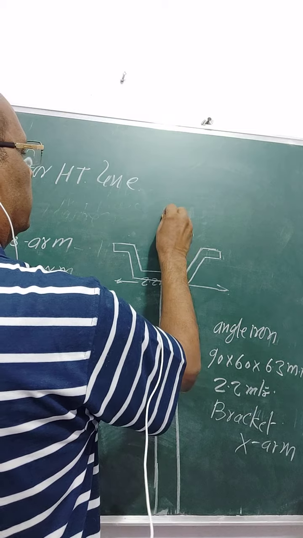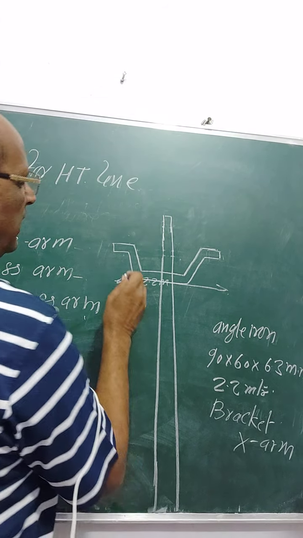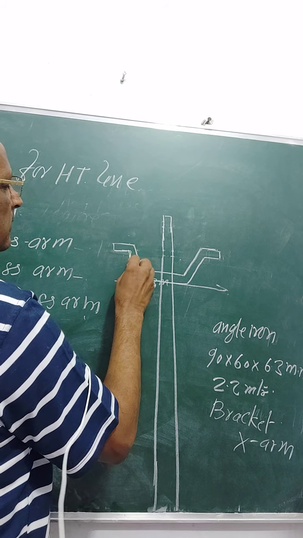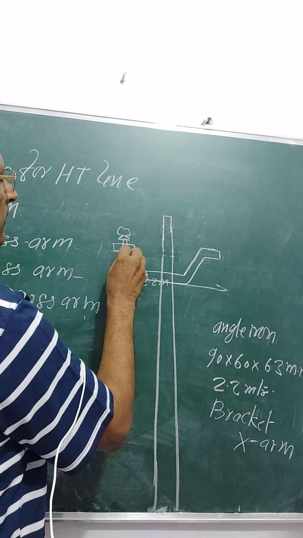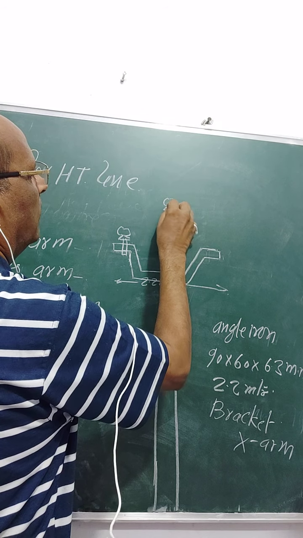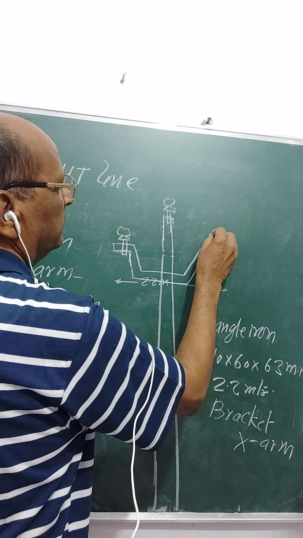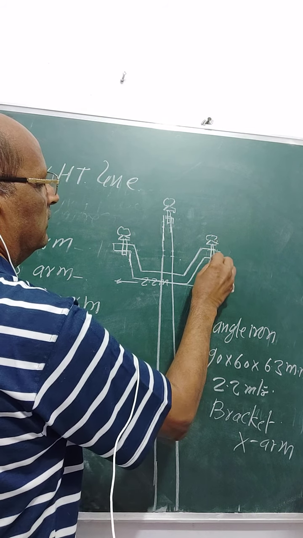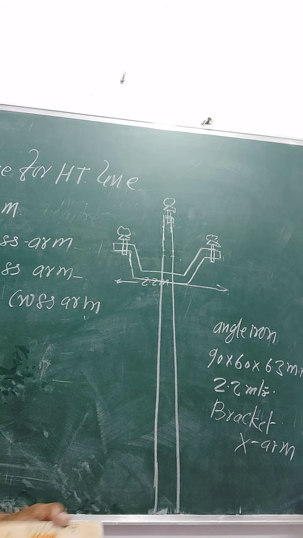For symmetrical spacing of conductor, we use this RYB phase. So this is R phase, this is Y phase with top clamps we attach here, and this is B phase. This is with nut bolt we tight it. So this is the V cross arm.